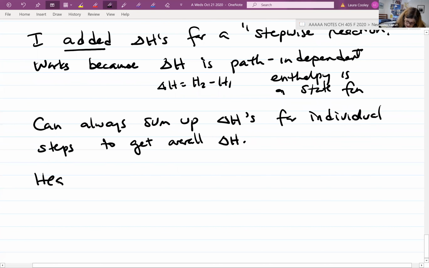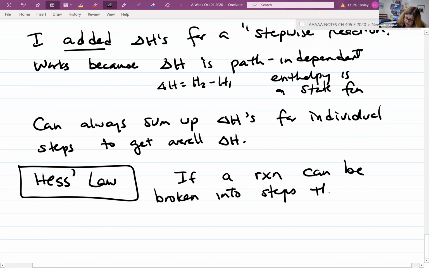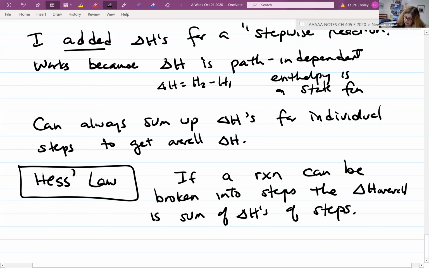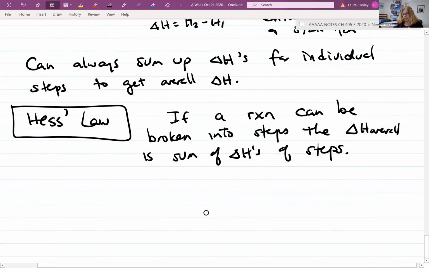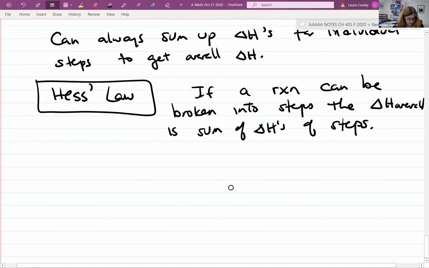And if you remember, this is what you learned about in general chemistry that is called Hess's law, which basically says if a reaction can be broken into steps, the delta H overall is the sum of the delta H's of the steps. Okay, and like I said, it could be done on paper. It doesn't have to be done for real. All right, so this is very important, and we'll get back to it soon.